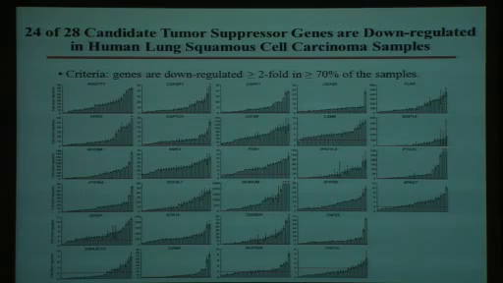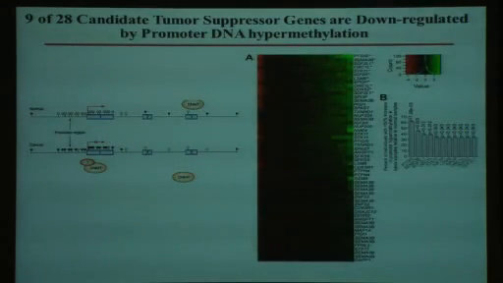Further, to understand the mechanism of the downregulation of these genes, we collaborated with an Australian group who had data on squamous cell carcinomas, both transcription as well as DNA methylation data. And with them, we were able to identify at least 9 genes out of these 24 which were significantly promoter hypermethylated. So at least 9 out of 28 candidate tumor suppressor genes are downregulated by promoter DNA methylation.